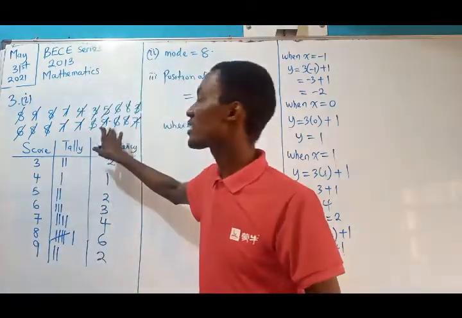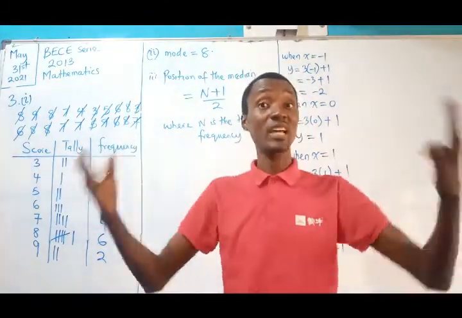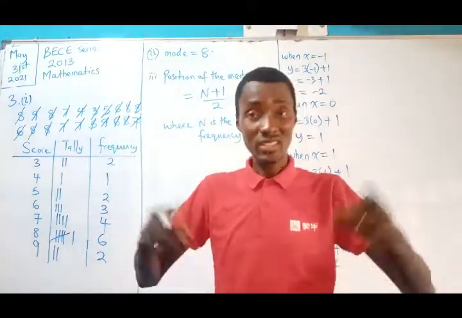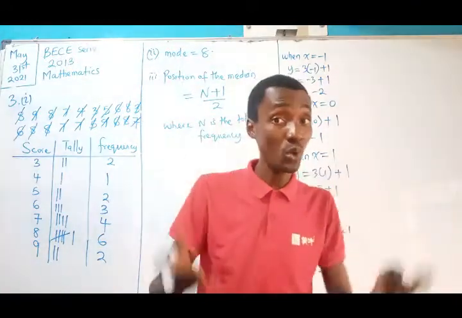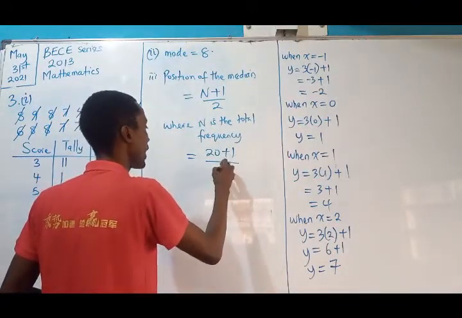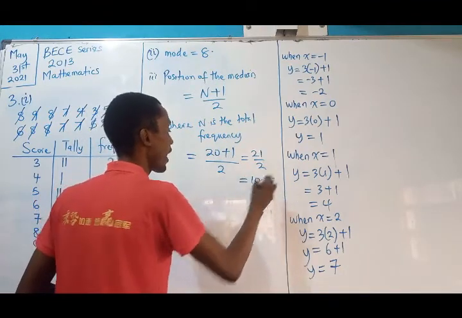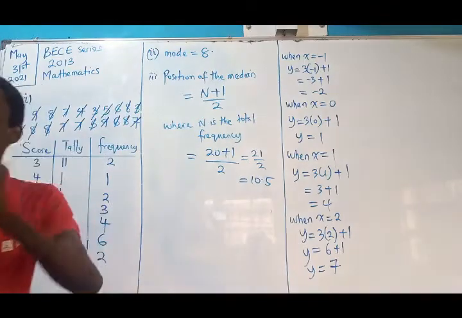So the total frequency here is straightforward, it's 20. That tells you the number of students that took the test. So when they tell you the number of students that took the test, that's the total frequency. So it will be 20 plus 1 divided by 2. And that will be 21 divided by 2, which is 10.5. That's the position of the median.